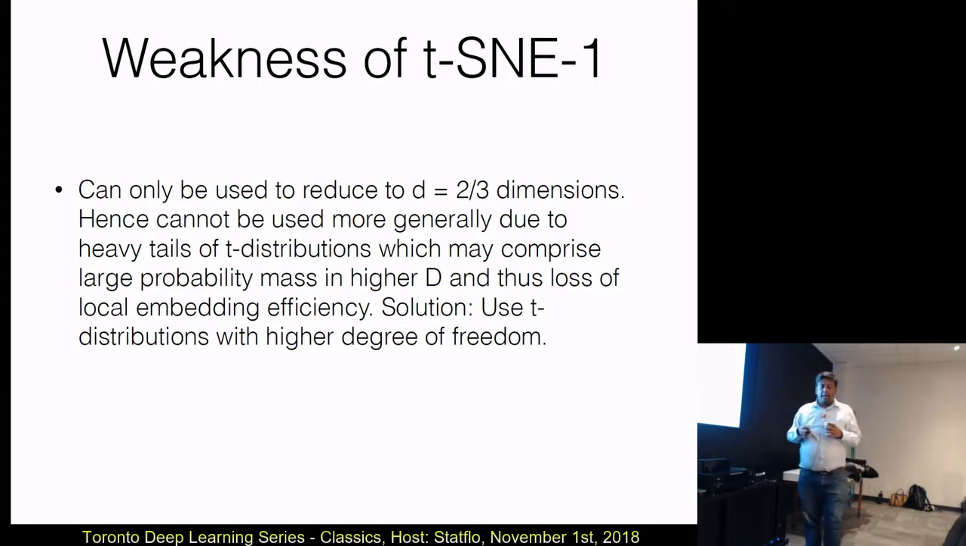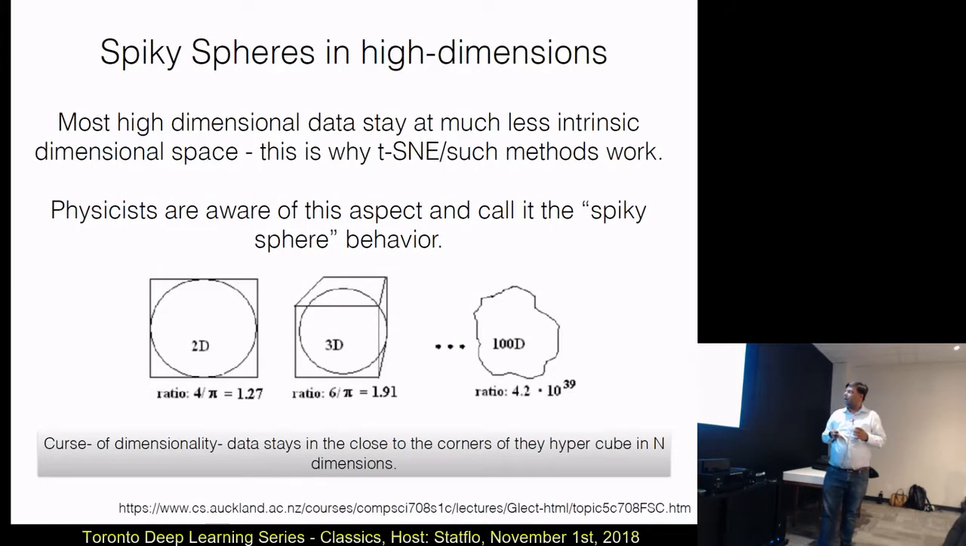The reason is that it uses this t distribution, and the t distribution has a heavy tail. So now if you go to higher dimension, a larger part of the probability mass starts to stay under the t distribution, which essentially means that because the tails are kind of neglected in the way it's done, you are neglecting a large number of points, and the local embedding efficiency is lost, so you might need to use t distributions with more than 1 degree of freedom. I haven't seen any of that being done, so that's an open problem if anybody wants to go and pick on it.